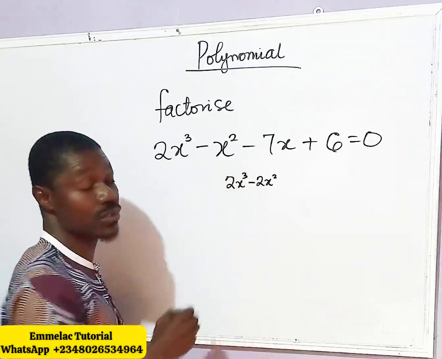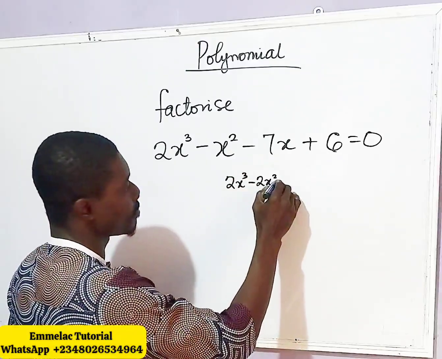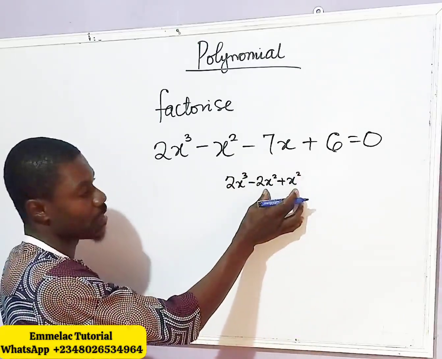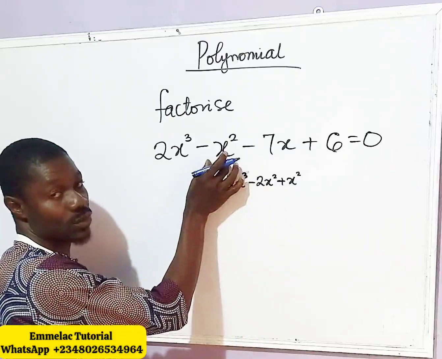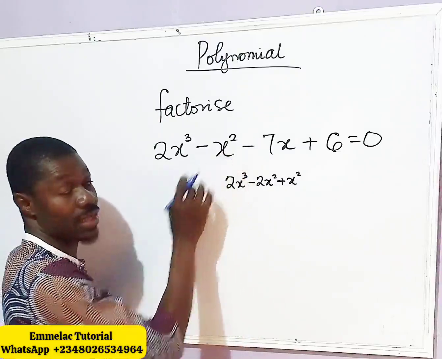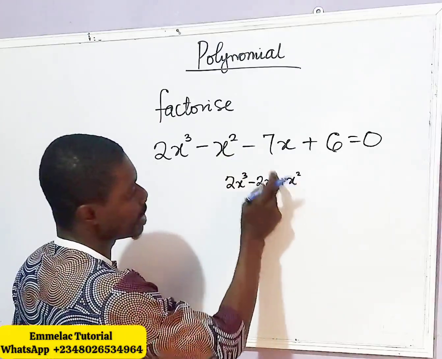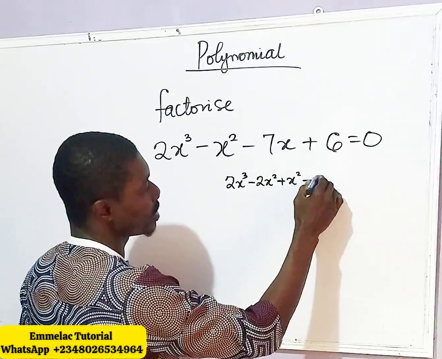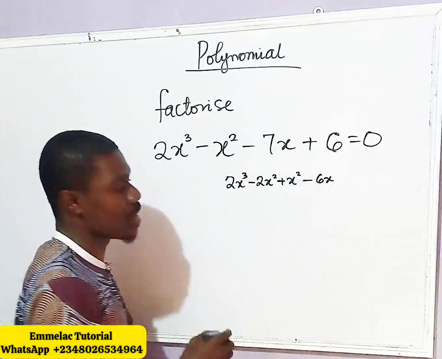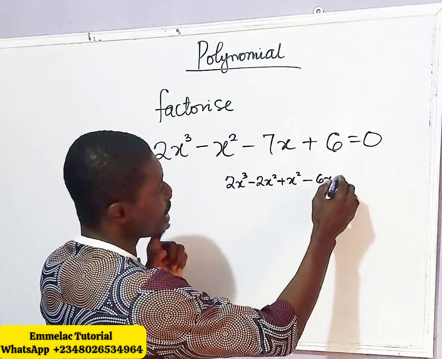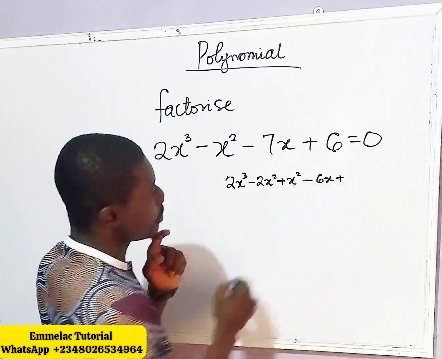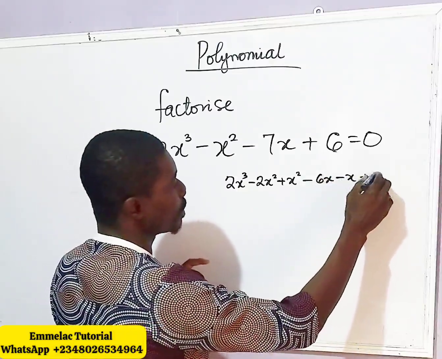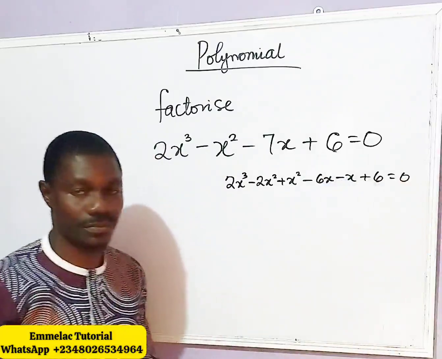So here we have 2x squared, sorry, this is 2x raised to 3, then plus x squared. Now these two terms, when we add, will give us what? Negative x squared. Then for negative 7x, we have negative 6x, and sorry, that should be negative x, then plus 6 equals 0.